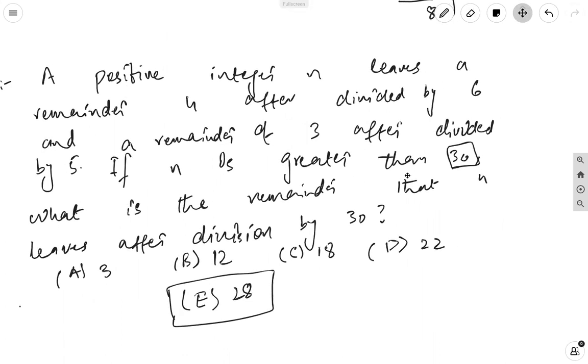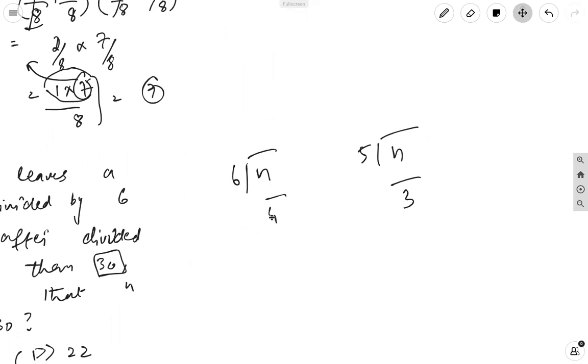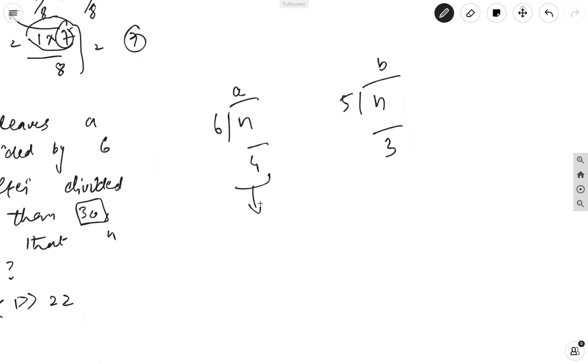Okay, now let's see. When n is divided by 6, the remainder is 4. And when n is divided by 5, the remainder is 3. So let's just assume any quotient. Let's suppose this is A and this is B. If we try to form an equation out of this, what will be the equation? Divisor into quotient plus remainder is equal to dividend, right? Likewise, divisor into quotient plus remainder is equal to dividend.